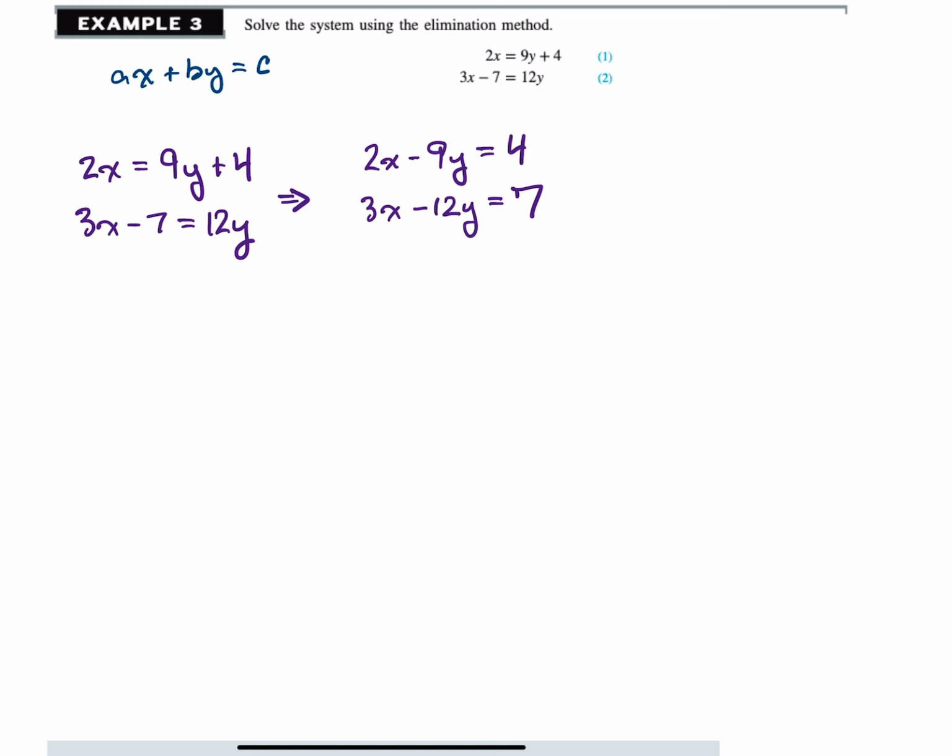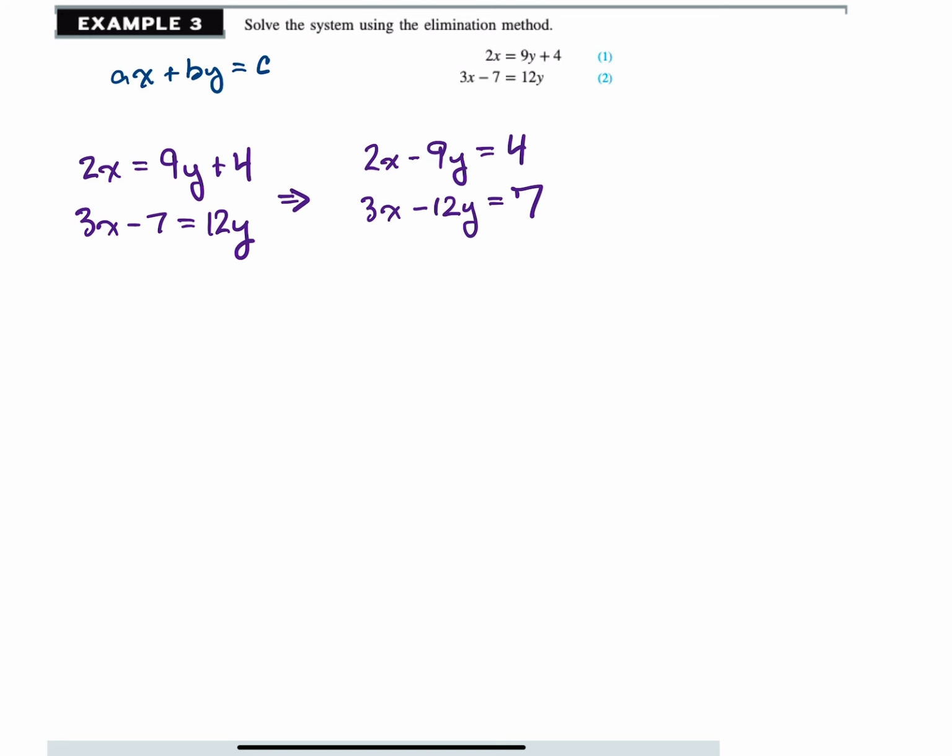All right, so first we had to rearrange things. Now let's try to get it into a situation where we're able to eliminate one of the variables when we add them together. So for our x's, we have a 2 and a 3. For our y's, we have a negative 9 and a negative 12. So it looks like we'll have to multiply each equation by some number in order to make the numbers opposite for one of the variables.